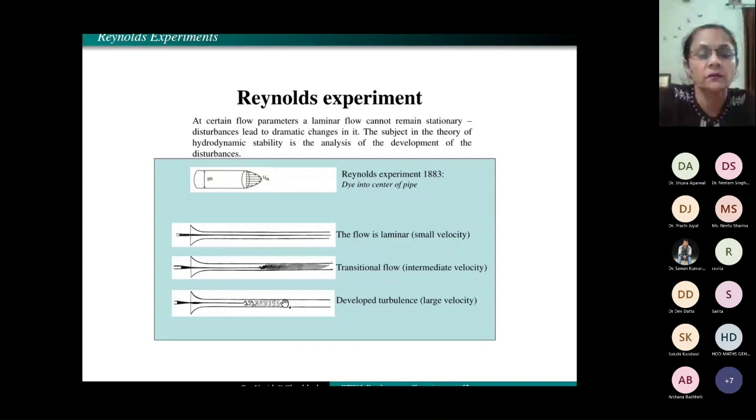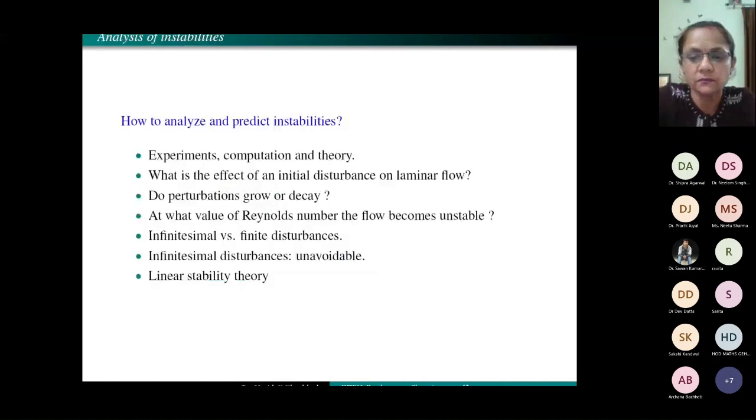So he observed three different types of patterns. The first is laminar flow, where mixing is not possible. In the second, mixing starts, and that is called the transitional or intermediate state. The third is completely different flow behavior, which is called turbulent. After this Reynolds experiment, this branch was completely developed, because every flow has some type of instability. So how do we analyze and predict instability?